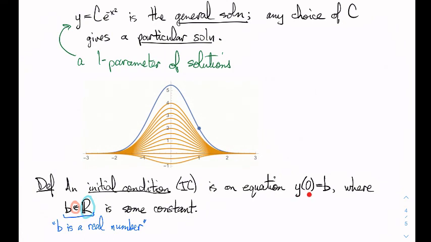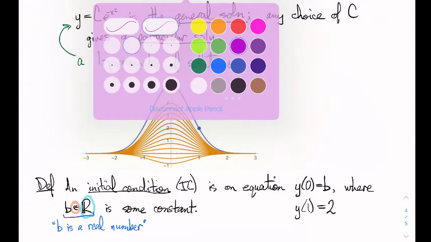And more generally, it doesn't necessarily have to be the case that your initial condition is at 0. Sometimes initial conditions are given at some other point. So for example, we were given the initial condition that at 1 it's equal to 2. And so that particular point is right here. Here's the initial condition.